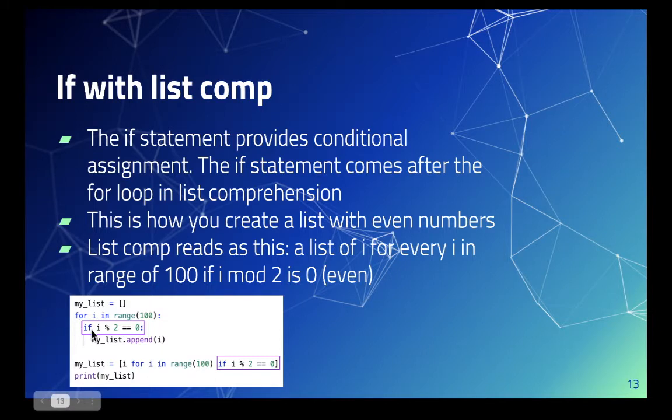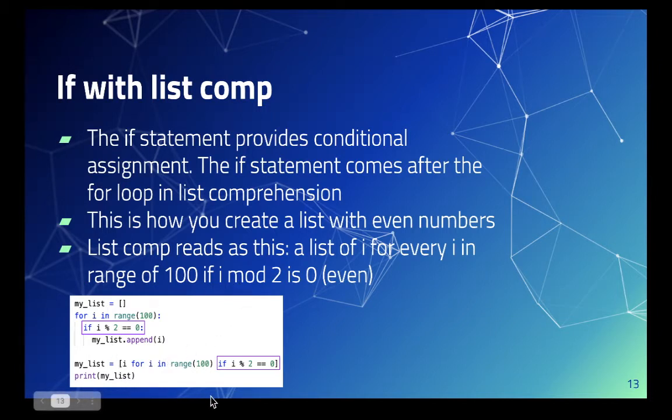Here, if we have an if statement, let's say we only want to add even numbers to this list. A smarter way of doing this would be to add a step to the range. However, this is for demonstration purposes. So here we have for i in range of 100. If i is even, so that's what this mod 2 equals 0 does, only then do we append i.